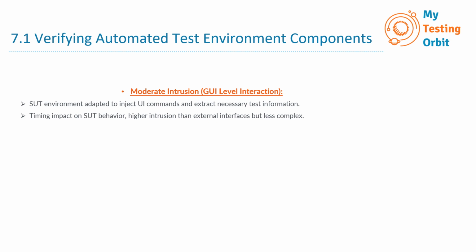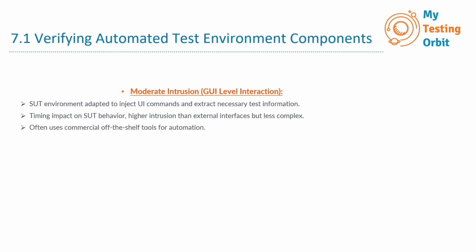The second point is timing impact on SUT behavior, higher intrusion than external interfaces but less complex. So this method affects the timing or speed at which the system under test operates. When I'm saying this method, we are talking about moderate intrusion. It interferes more with the SUT than using external interfaces, but it is simpler than some of the other testing methods. For example, it might slightly slow down or change how the software behaves, but it is not as complicated as some other ways of testing.